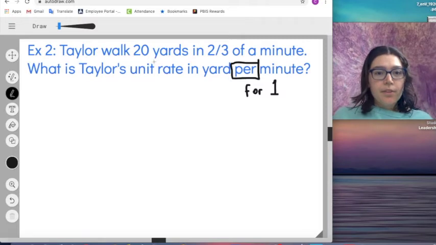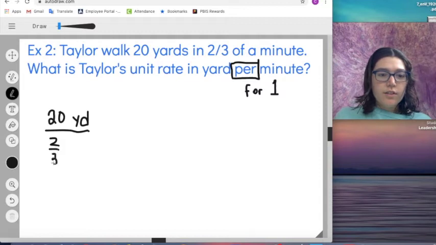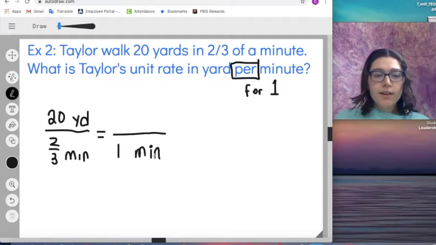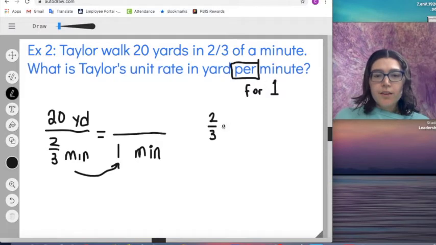That's our unit rate. So Taylor walks 20 yards, YD, that's an abbreviation for yards, in 2/3 of a minute. And we're asked to find her unit rate, so how many yards she's going to walk in 1 minute. Just like before, even though we have a little bit of a harder fraction, we're doing the same thing. We're asking ourselves, how do you get from 2/3 to 1 by multiplying or dividing? We could think of it either way.